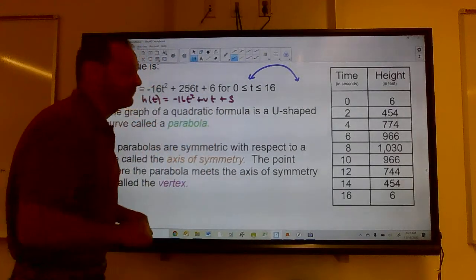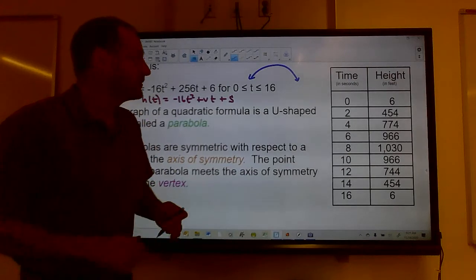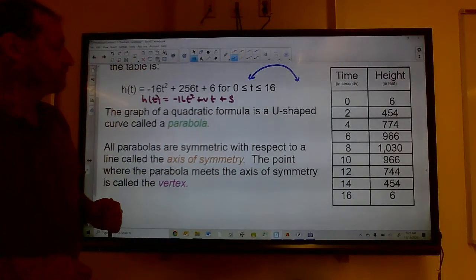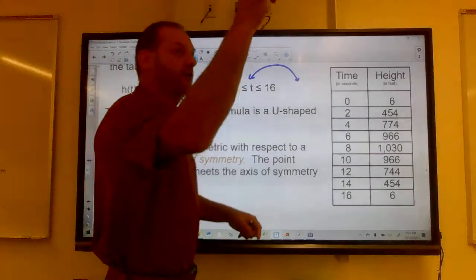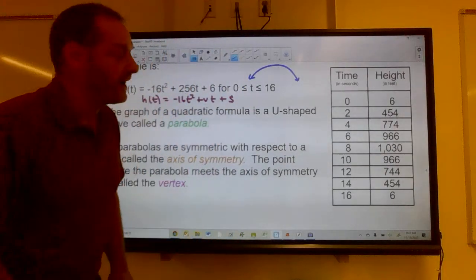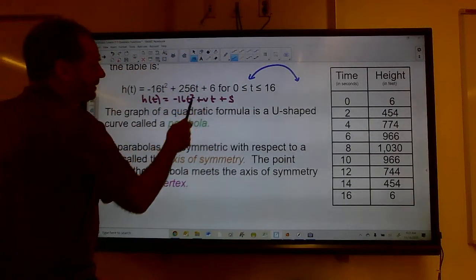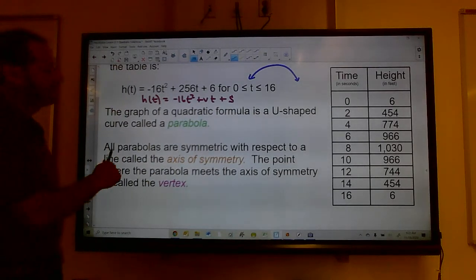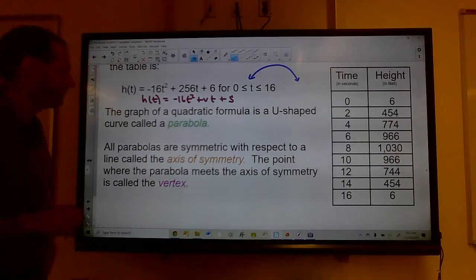Okay? S stands for start height. So in this case, this was started at 6 feet. So this would be like if I threw a baseball, I would let go of the ball about 6 feet off the ground. So that would be my start height. The graph of the quadratic formula is a U-shaped curve called a parabola.